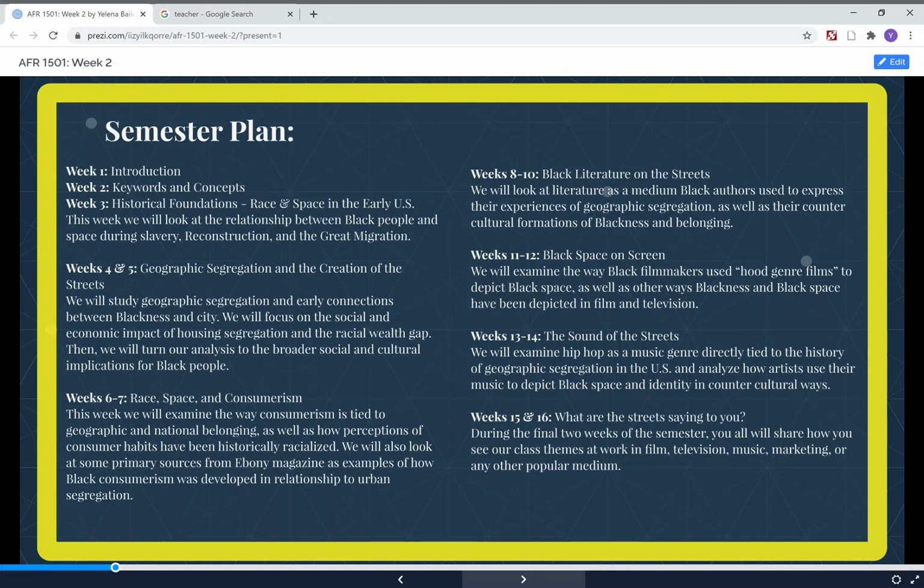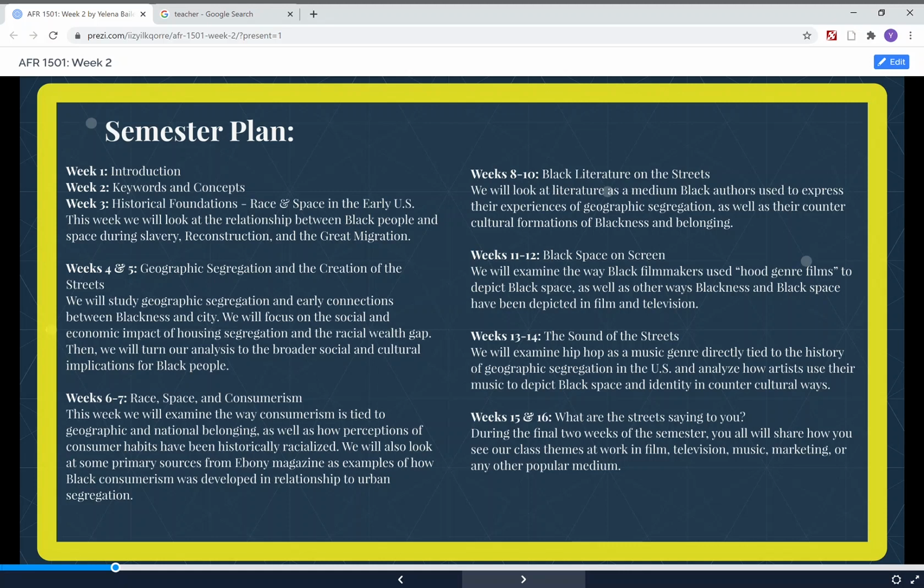So weeks 4 and 5 will really look at that issue in and of itself, and we'll look at history. We'll talk about the social and economic impacts, right? How we've gotten to the racial wealth gap, some of the things you all mentioned in your comments about access to education, and really dig into those issues.